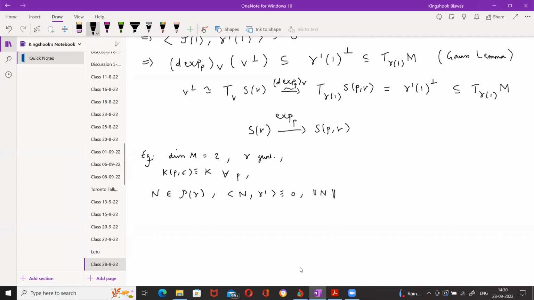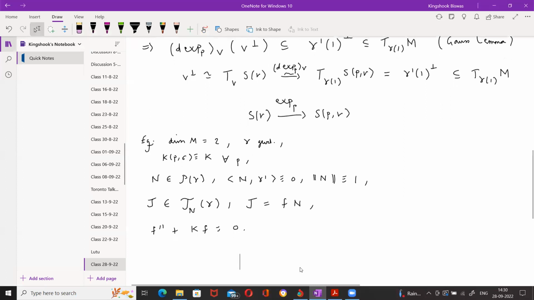Unit normal. So if I take J as a normal Jacobi field, J is equal to some function f times n. And what we find is that f double prime plus kf equal to 0. So then there are three cases, right?